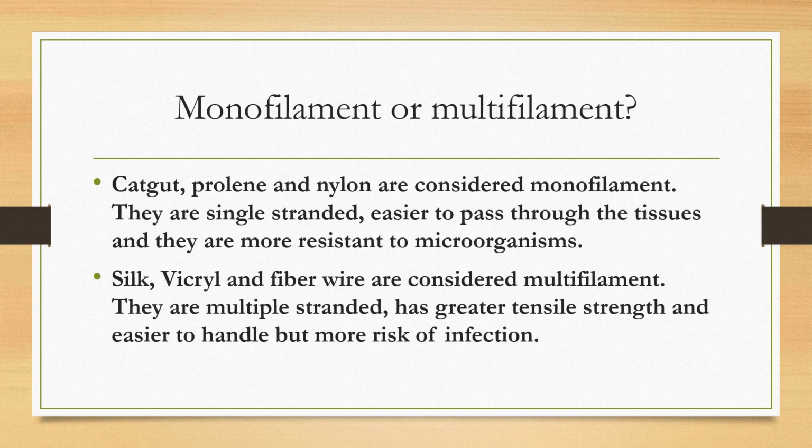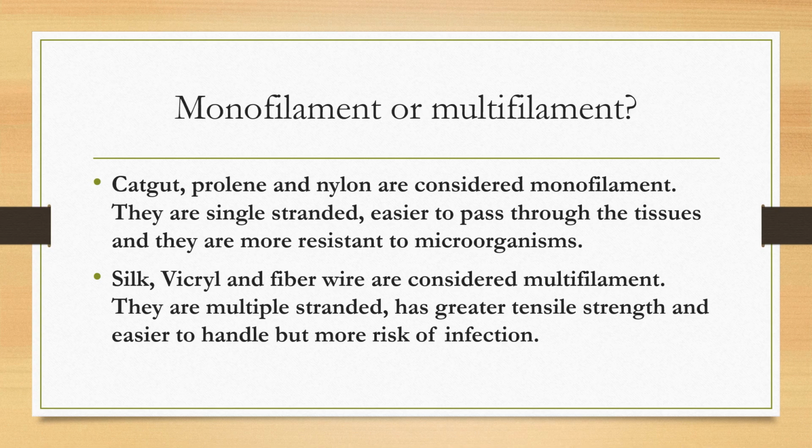Yeah, this is an important thing to know too. Monofilament or multifilament. Catgut, for example, catgut, prolene, and nylon are considered monofilament. They are single-stranded. That's how the monofilament is. Single-stranded, easier to pass through the tissue.